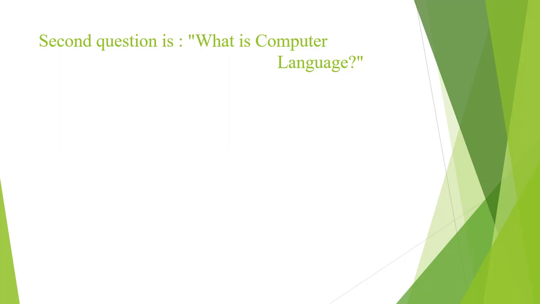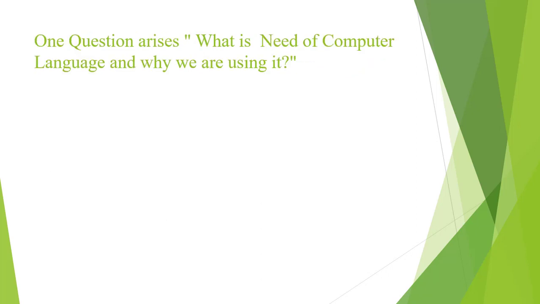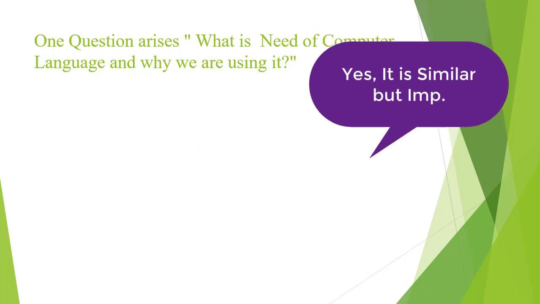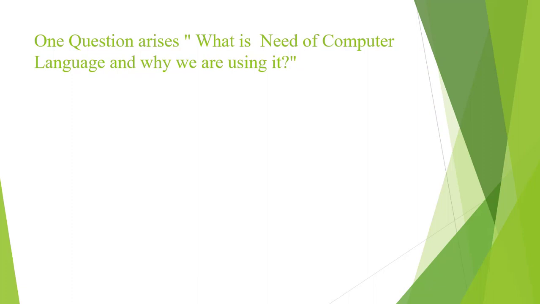What is computer language? Computer language is a language that is used to interact with a system, like a person interacting with a device, any other electronic device. One question arises: what is the need of computer language and why are we using it? This question is similar to what is the need of language and why we are using it. But it is very important that you know what the need of language is and why we are using it.